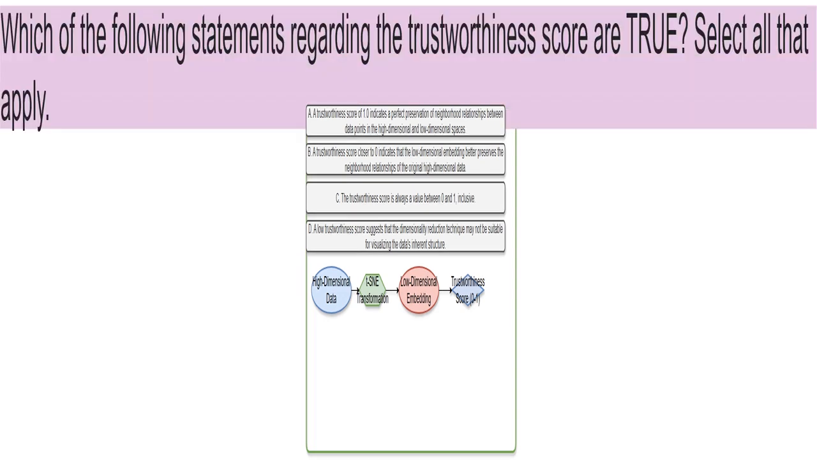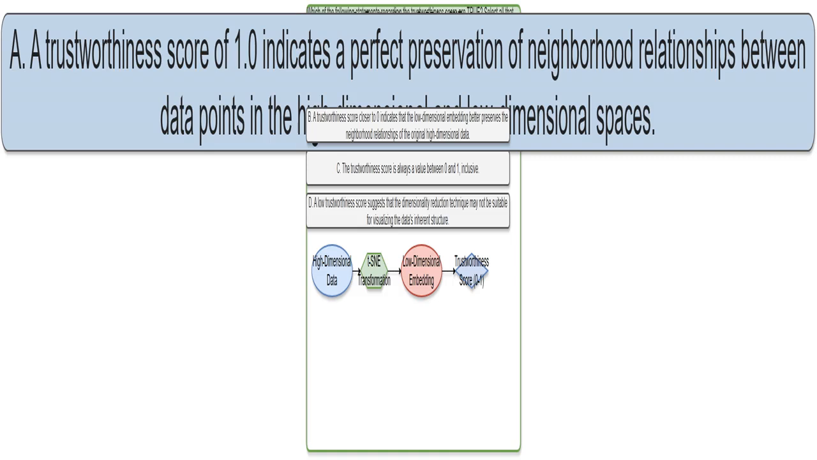This question is asking me to evaluate statements about the trustworthiness score, which I understand measures how well t-SNE keeps the relative distances between data points in the low-dimensional visualization. A score of 1.0 is perfect. It means t-SNE flawlessly maintained the neighborhood relationships in the simplified visualization.